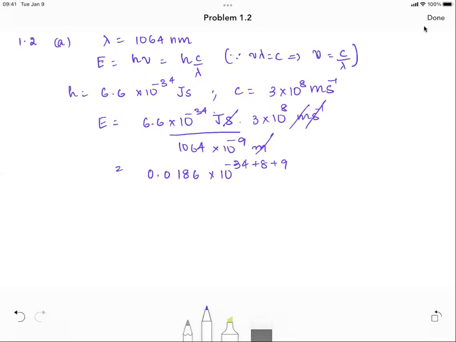So this part would be 10 to the negative 17 joule. So I can write it as 1.86 into 10 to the negative 19 joule. So this will be the answer.